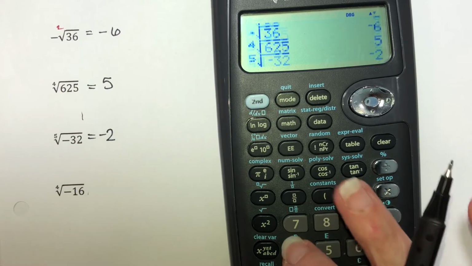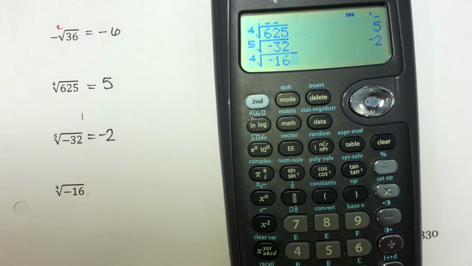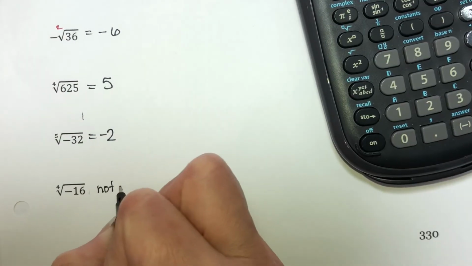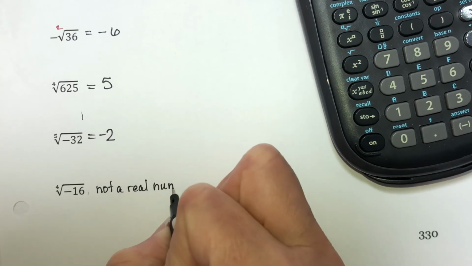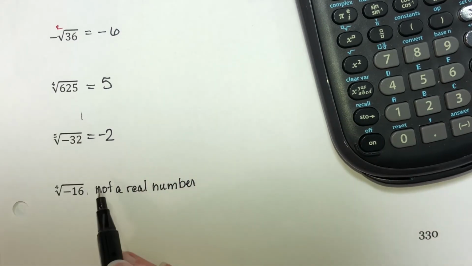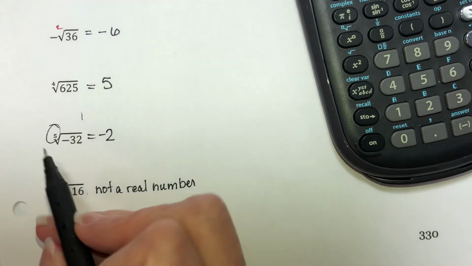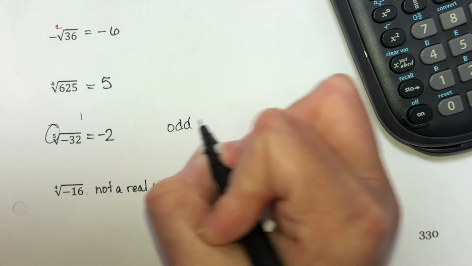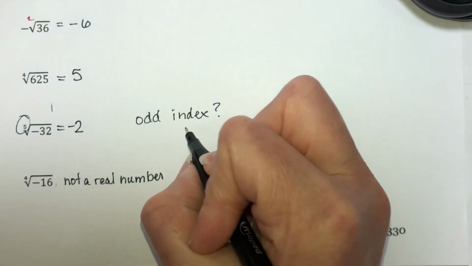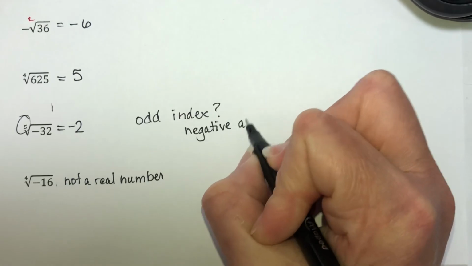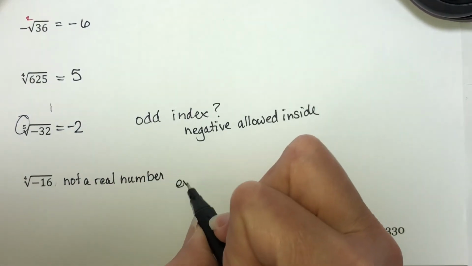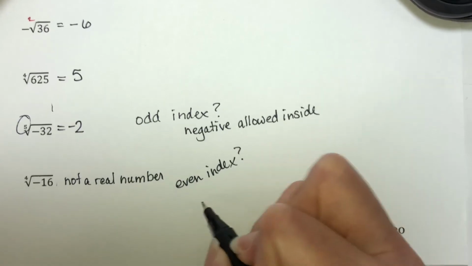Okay, so let's try this one. The fourth root of negative 16. Domain error. What we're going to say for this one is that it's not a real number. We learn how to take care of some special cases of this in a later section. But in general, if you have an odd index, you can have a negative inside. But if you have an even index, no negative inside.